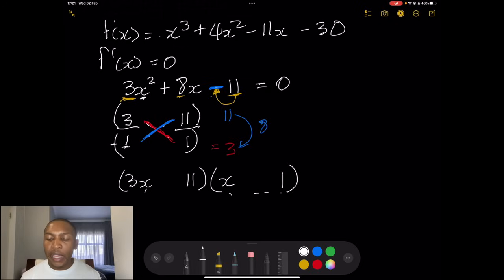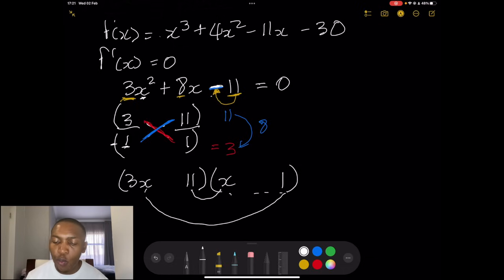Right, now again, that negative there tells me that the signs are not the same. Okay, so let's check. So we've got two products, 11x, we've got 3x, and we know that the bigger product gives us the sign of the middle term. So in this case, which one is our bigger product, 11x or 3x? Okay, that would definitely be 11x. So it means 11x must be positive.